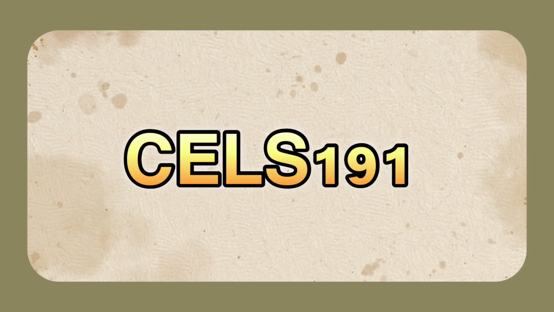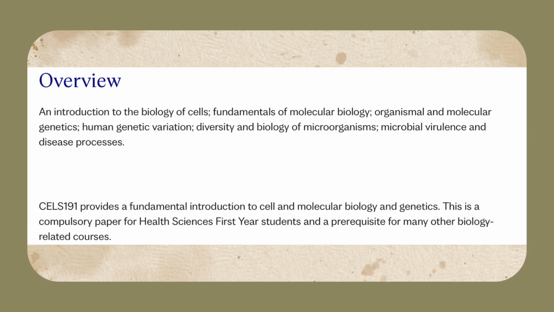So the first paper is Cells 191, which stands for Cell and Molecular Biology. So the cells paper is an introduction to the biology of cells. I know this sounds like a lot, but essentially everything that you're doing here is related to the cells, whether that's human cells, animal cells, or plant cells, as well as learning about diseases and how diseases occur. So that's kind of what cells is about. It provides like a fundamental introduction to cell and molecular biology and genetics.